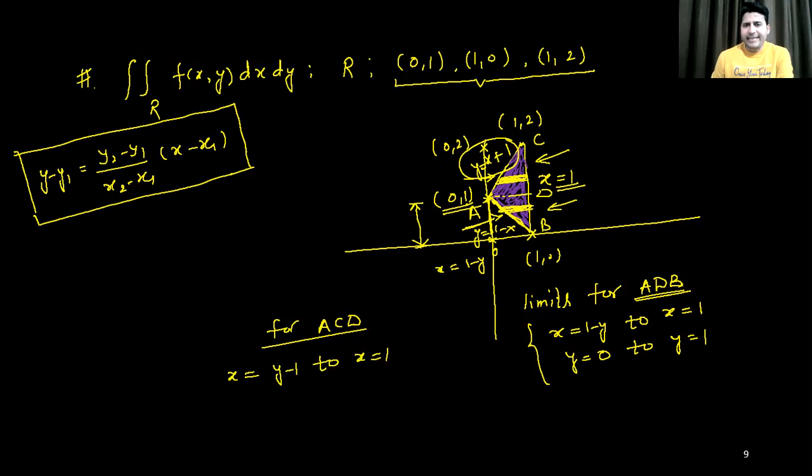Moreover, this is the variation of the y-axis from the point A to this point. If I label the points A, B, C, D, E, the variation will be A to E. What is the value of y at the point A? It's 1. At the point E, it's 2. So the limit of y will be y equal to 1 to y equal to 2. So now the double integral over R of f of xy dx dy, for which the region of integration is given by this, we have this set of limits.